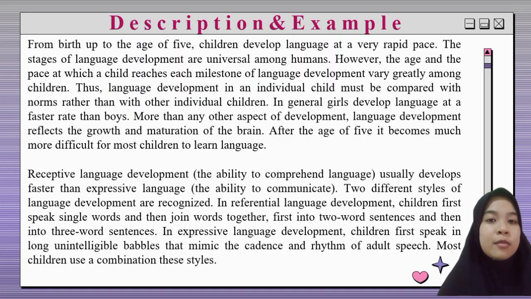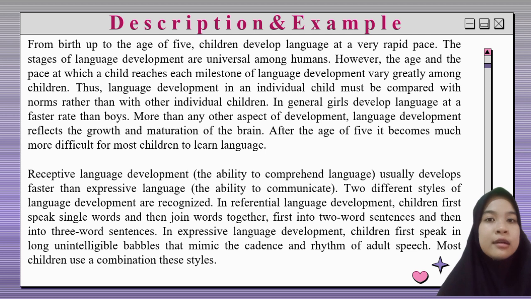Next, I'd like to talk about description and example of language development. From birth up to the age of 5, children develop language at a very rapid pace. The stages of language development are universal among humans. However, the age and the pace at which a child reaches each milestone of language development vary greatly among children. Thus, language development in an individual child must be compared with norms rather than with other individual children. Individual girls develop language at a faster rate than boys.